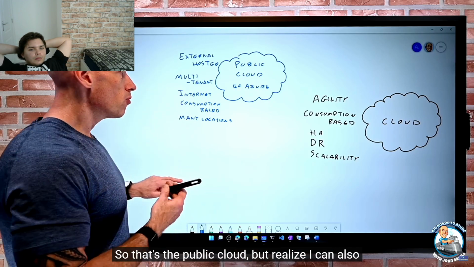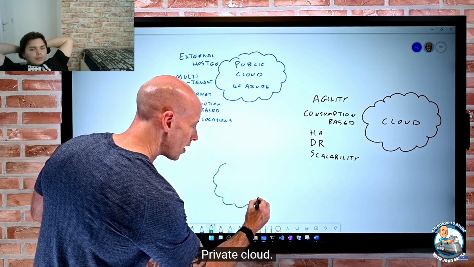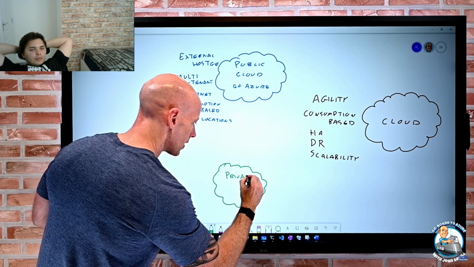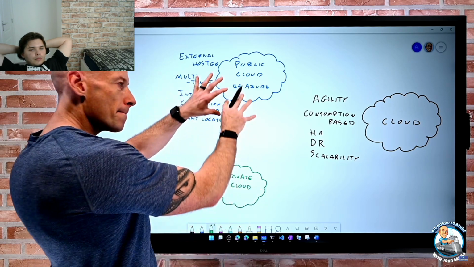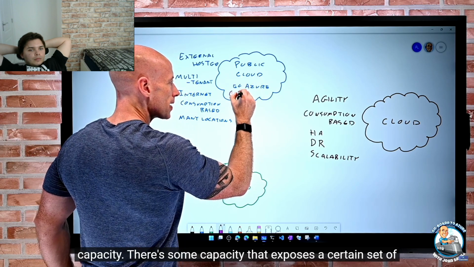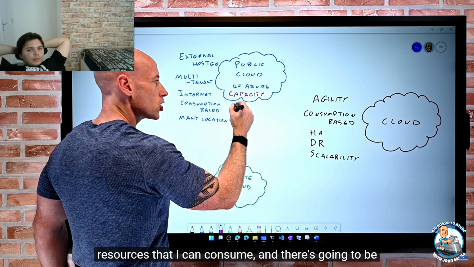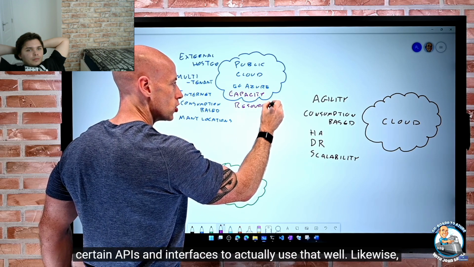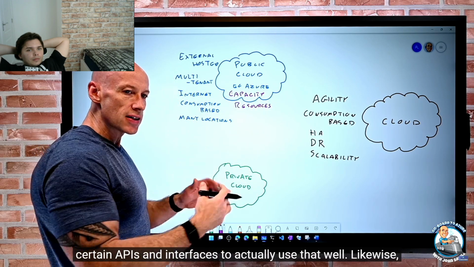So that's the public cloud, but realize I can also have private cloud. Now, really, what is a cloud? Take everything else away, really what we're talking about is capacity. There's some capacity that exposes a certain set of resources that I can consume. And there's going to be certain APIs and interfaces to actually use that.